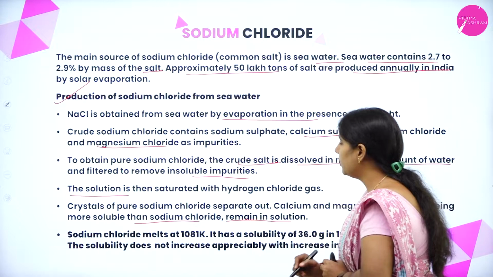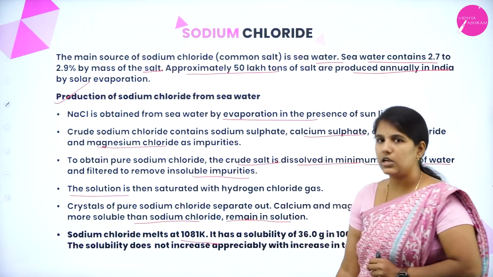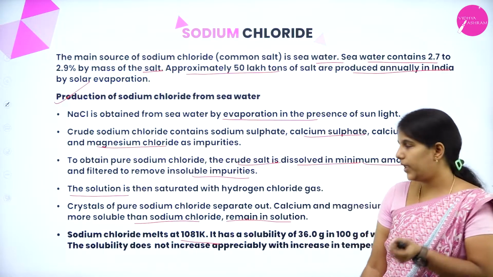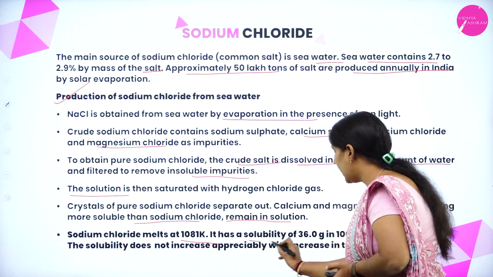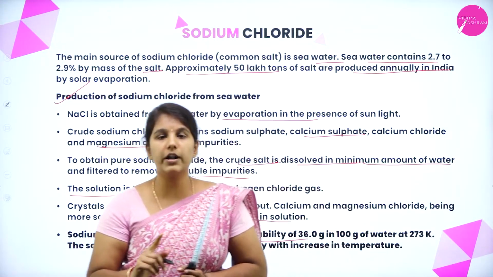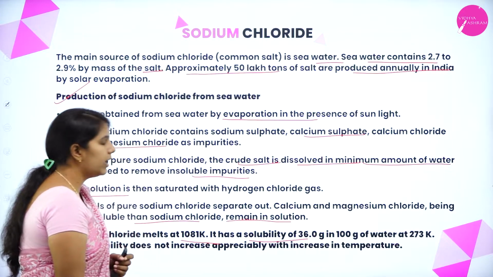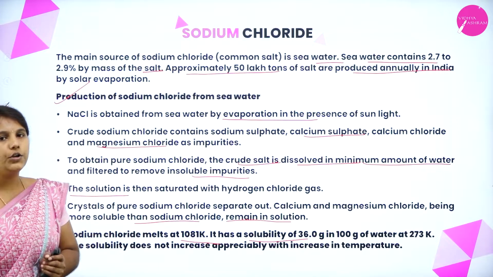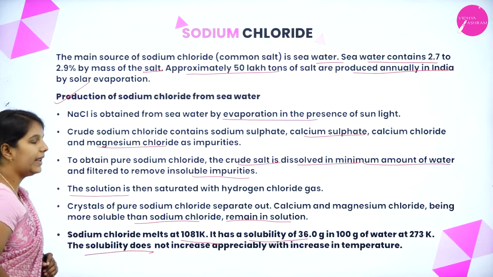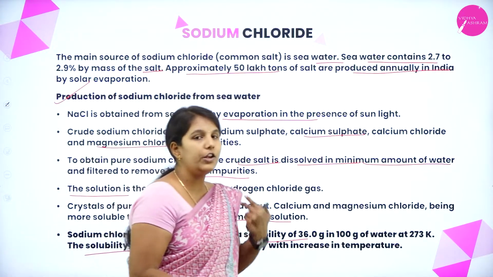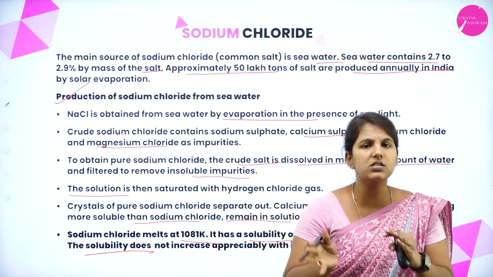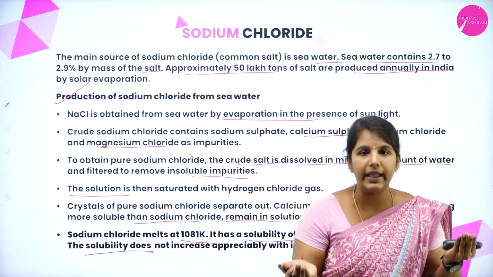Sodium chloride melts at a very high temperature, around 1081 Kelvin. It has a solubility of 36 grams of salt dissolved in 100 grams of water at a normal temperature, around 273 Kelvin. The solubility does not increase appreciably when you increase the temperature. Even when you increase the temperature, the solubility of the salt in water will not increase.